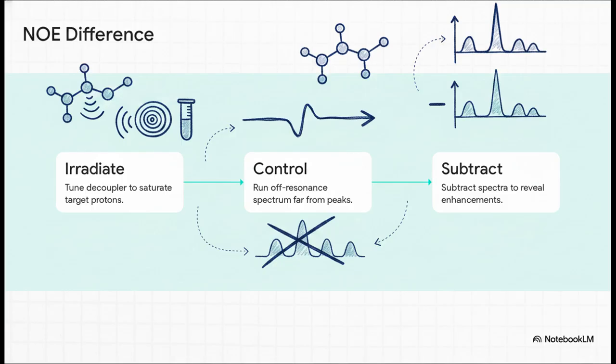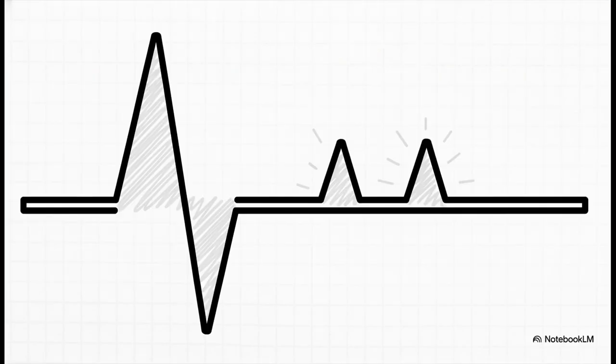Then step 3, we literally just have the computer subtract the 2 digitized spectra from each other. By taking the saturated spectrum and subtracting the perfect control, all the normal, messy background signals completely vanish. What you're left with after that subtraction is just a totally clean slate. The proton we purposely irradiated shows up as a massive negative signal, pointing straight down.